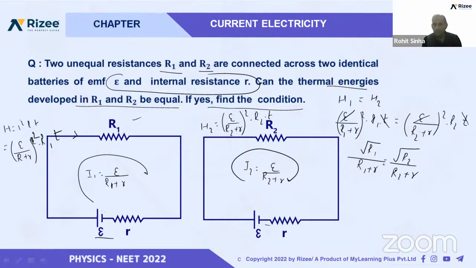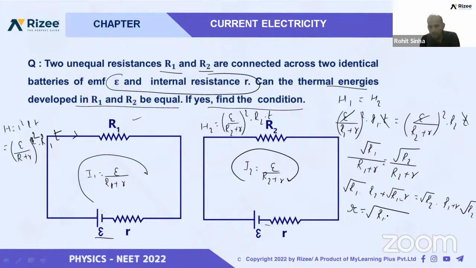Take cross multiply. We have to find the condition. If you cross multiply, you will get root under R1 into R2 plus root under R1 into r is equal to root under R2 into R1 plus r into root under R2. Solve here and find the value of small r.